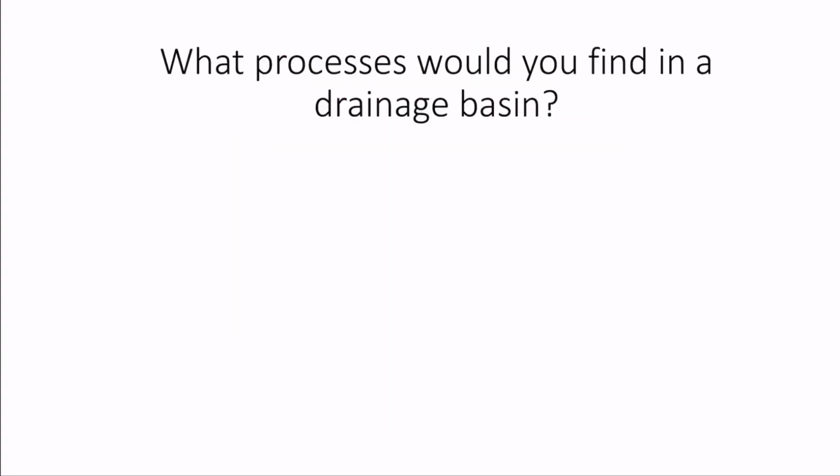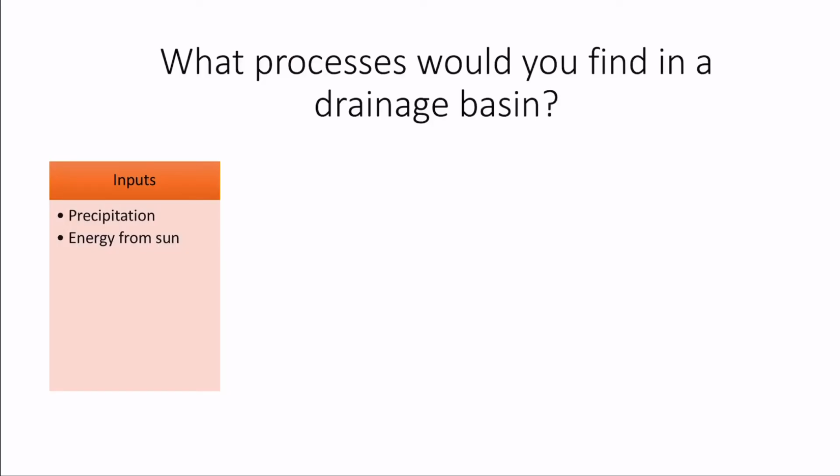Okay, hopefully you've taken a few minutes to have a go at that. Think about the processes, stores and inputs that you've got. Here's some of the ones that you should have come up with, hopefully. Precipitation is an obvious input, but also I said energy and matter. So energy from the sun. Sun is going to be an important input into our system in this drainage basin.